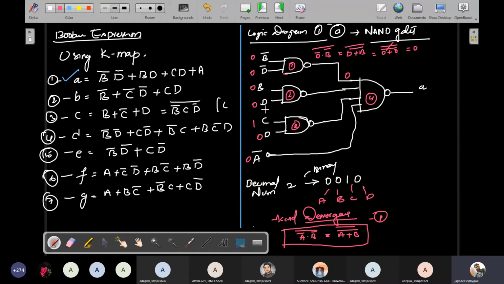Okay, so come to the second one. In the second, the first diode is over, so come to the second diode. So this is BD, and now it will be BD whole bar. So what is the B value? (0 dot 0) whole bar. So this is 0 bar, and this is called 1. So this output is 1 using this expression.